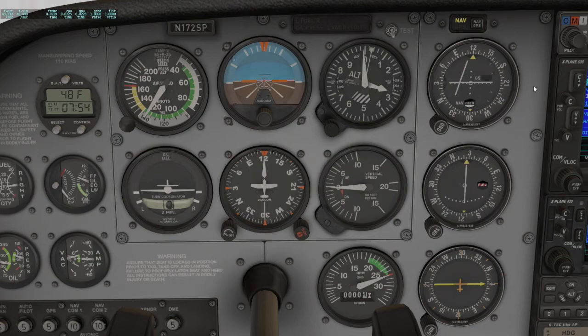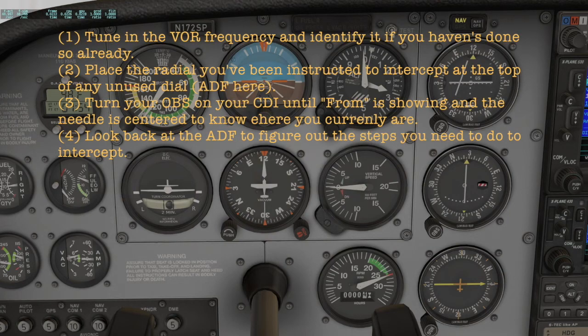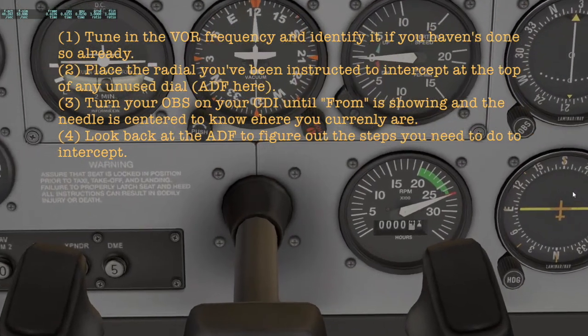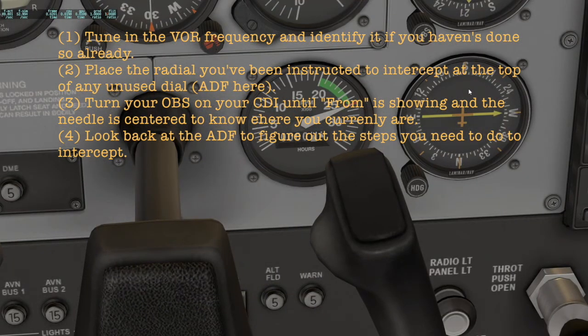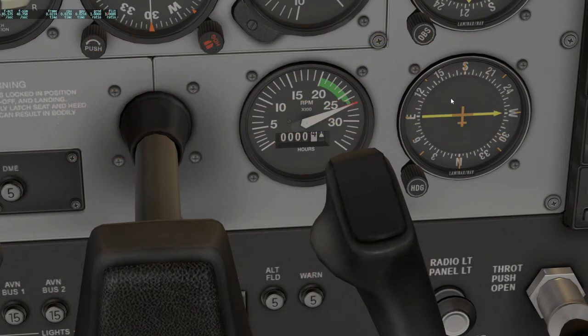Listen to the Morse code, make sure that it's operational. Second thing we're gonna do is we get that radial that we've been instructed to intercept, whether it's inbound or outbound, and you put it on the top of the ADF dial right here. So here it is, it's on the top, the 180. This time it's outbound, which means we're gonna go on this radial but outward, away from the VOR. So we're gonna go straight south, not inbound, which would have been north.